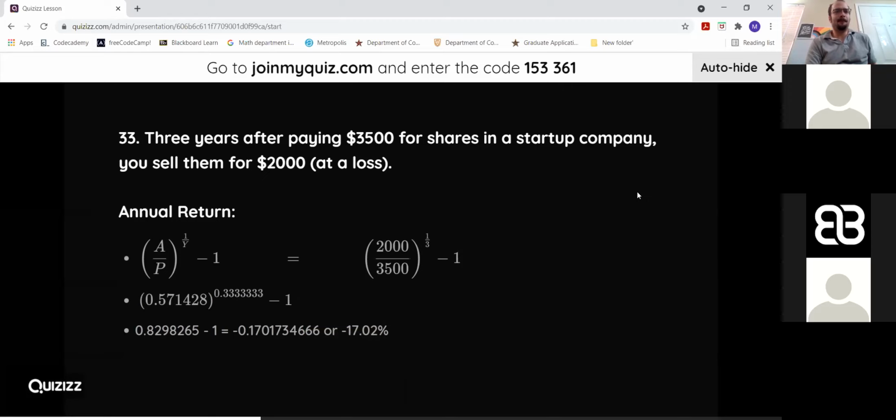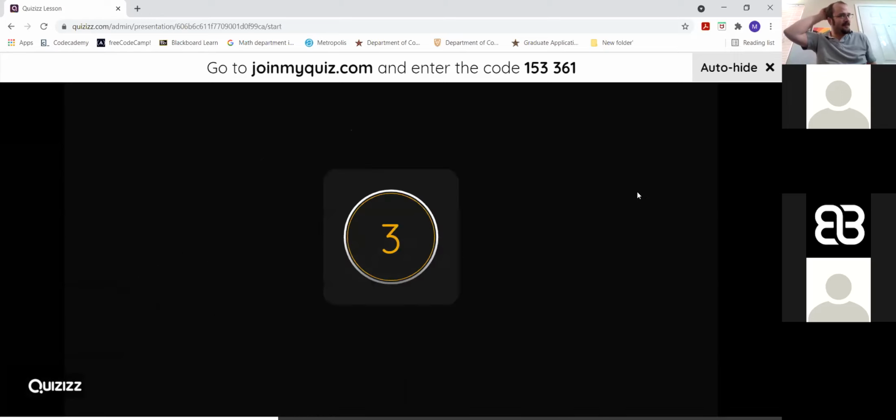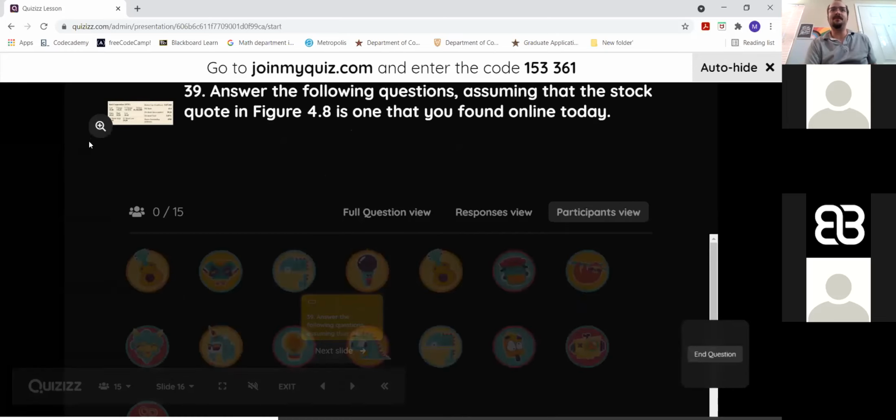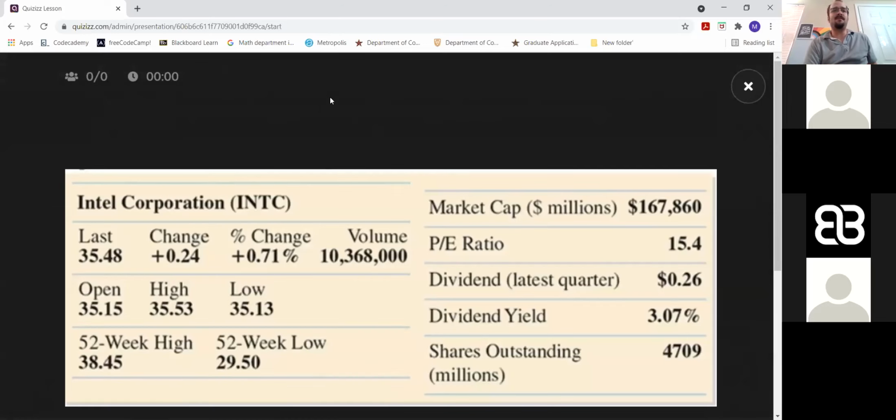Questions? We're getting this one? So these are things you should be able to do. I feel like these are the easier formulas from this section. Total return, you should probably be able to do total return without even a formula, but we'll do it. Okay, so now we're doing stock quotes.